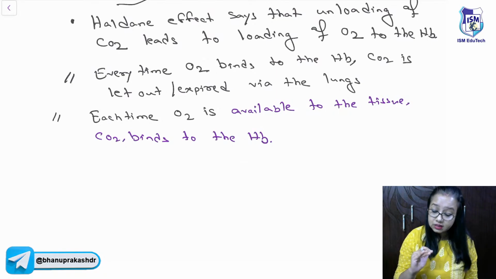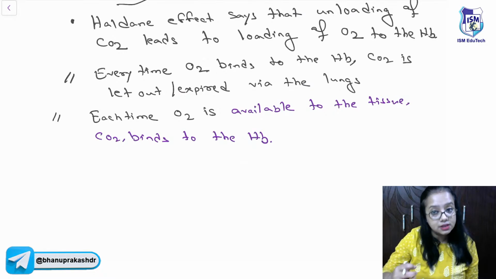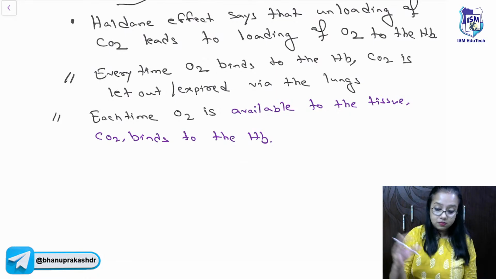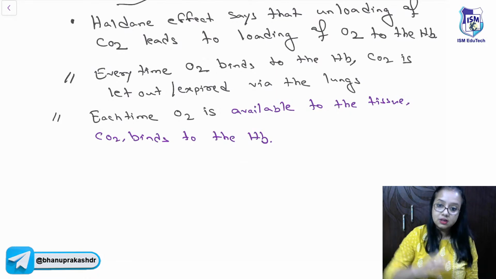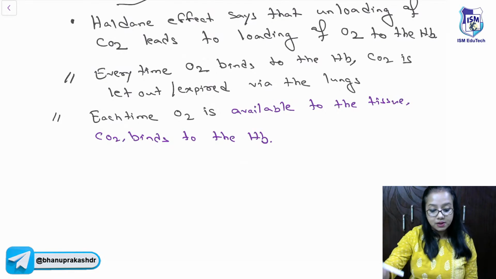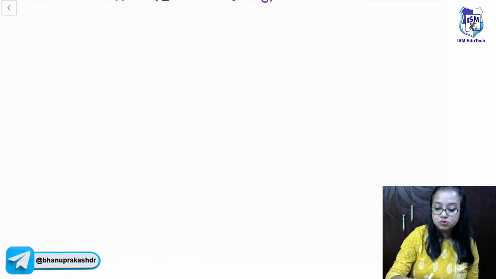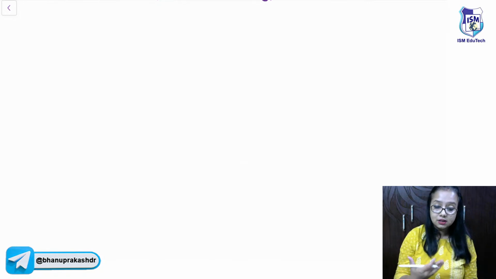So this is happening every time oxygen is binding to the hemoglobin. Similarly, each time oxygen is coming out of the hemoglobin and going to the tissues for its function, at that time, when the oxygen is leaving the hemoglobin, carbon dioxide is coming and binding onto the hemoglobin. This is what Haldane says. And it is because of the Haldane effect that we are able to expire more volume of carbon dioxide than we should be able to.